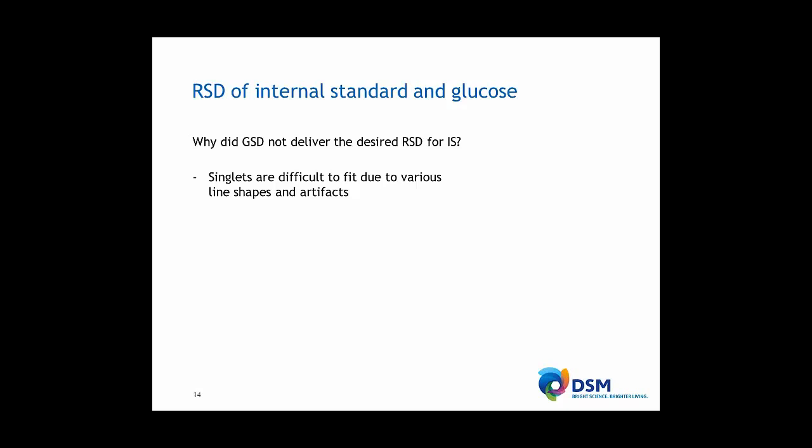And basically what was said is that singlets are quite difficult to process with GSD, as there are various line shapes and artifacts that can pop up during processing. So especially strong singlets, like the internal standard that we use, maleic acid, which has a strong signal, are affected more by this.